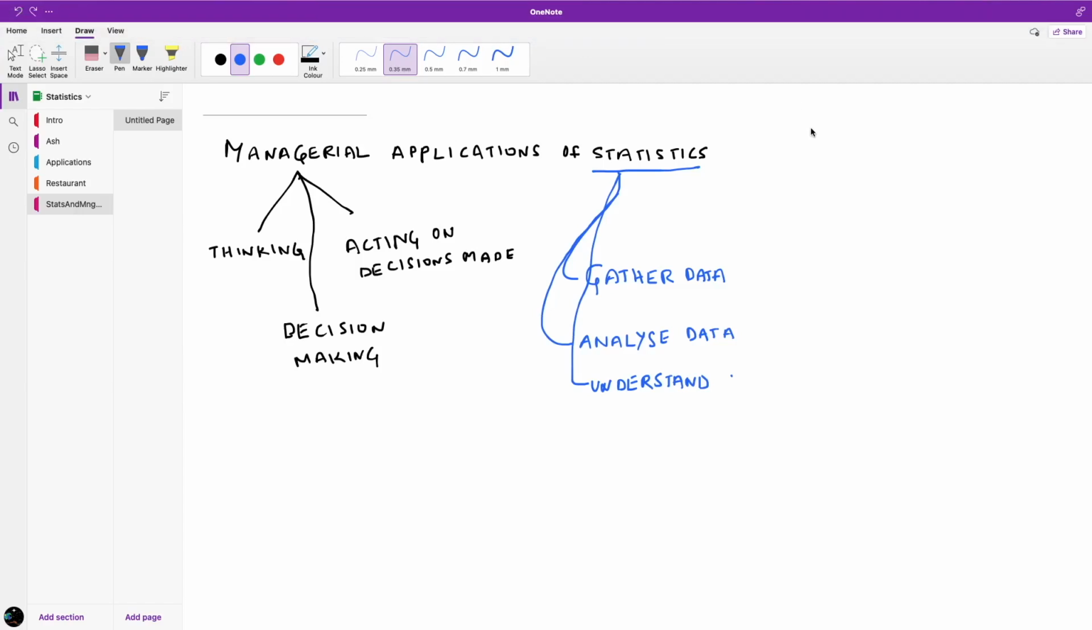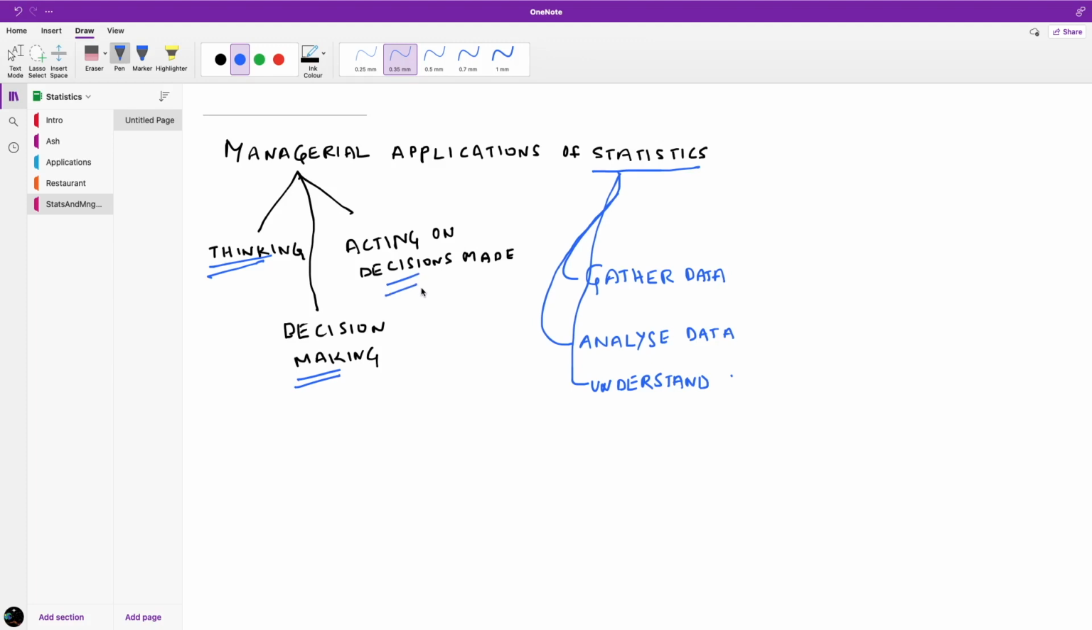Hi, let's look at managerial applications of statistics. So, how do managers use statistics? Before we get to that, we need to understand what the role of a manager is. The manager's role primarily is to think, then make decisions, and then act on those decisions.